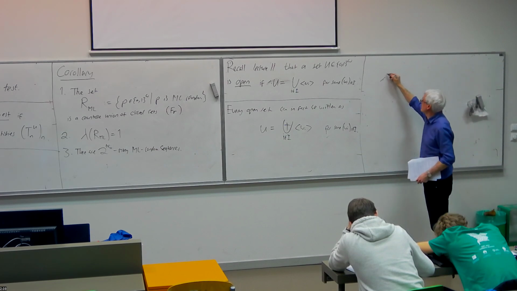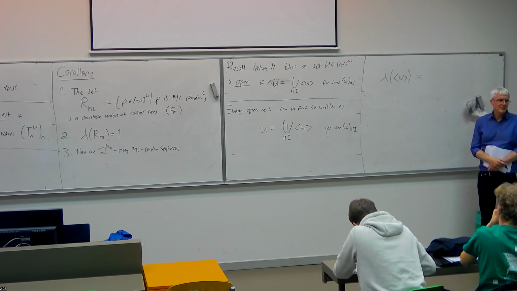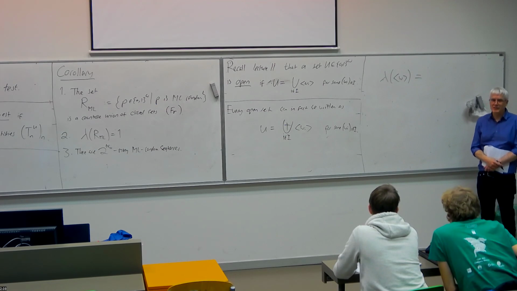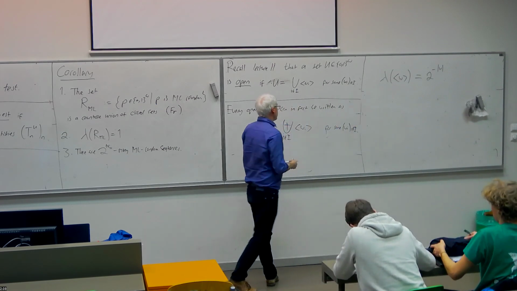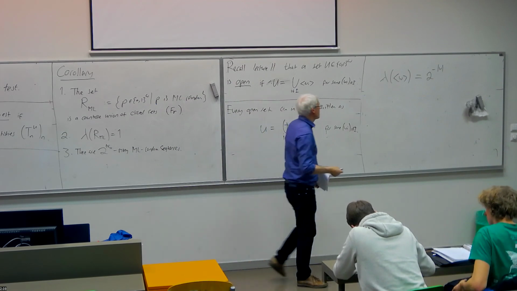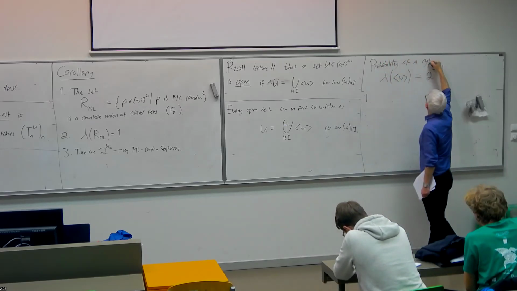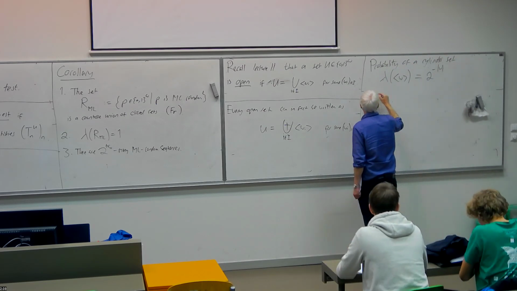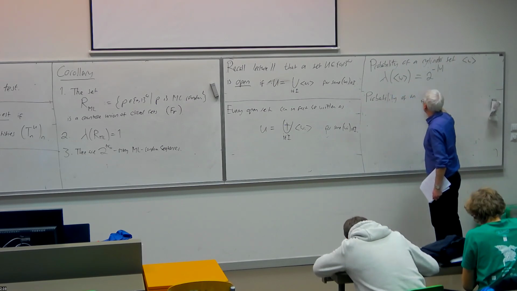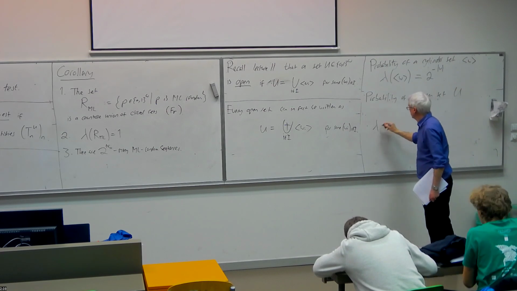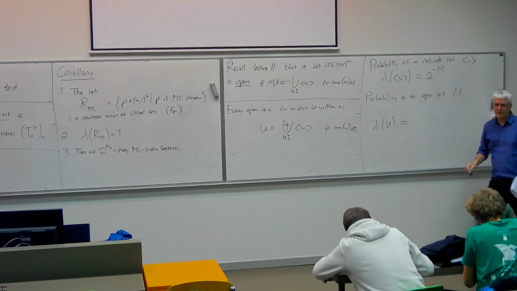So first we'll define the probability measure of the cylinder set. What's the probability of a cylinder set? The probability that a randomly generated sequence is in the cylinder. Okay, so that's 2 to the minus the length of the word. So if we have an open set U expressed as a disjoint union of cylinder sets, what's the probability of the open set U? How can we define that?